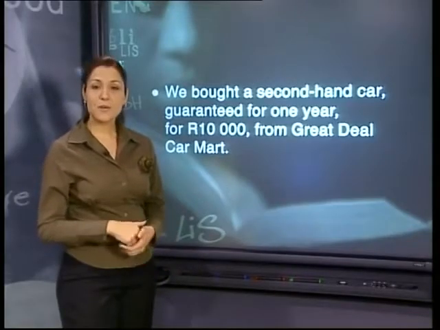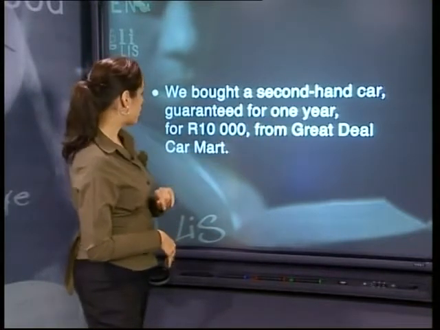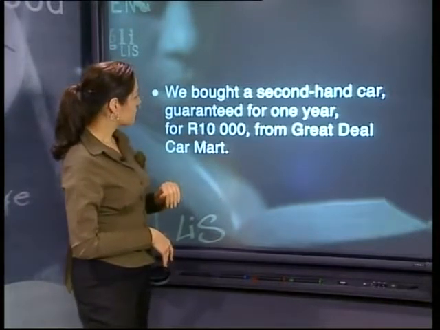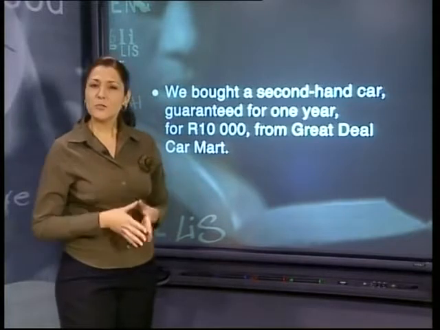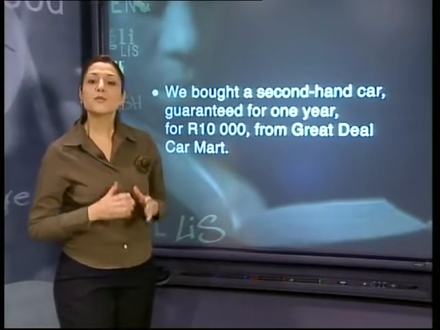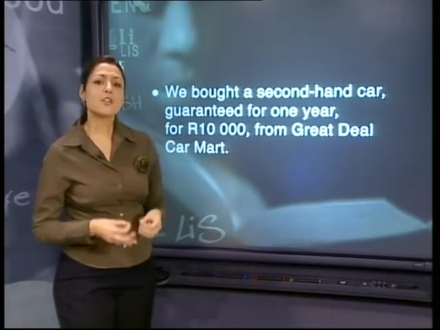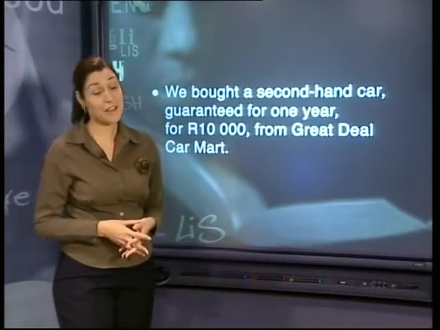Here is how I combine the sentences. We bought a second-hand car, guaranteed for 1 year, for 10,000 Rand from Great Deal Car Mart. Now that wasn't too tricky, was it? And it sounds better than a string of short sentences, don't you think? Of course, I've lost some of the clauses because I had to drop some of the verbs. Well, we can't have everything.